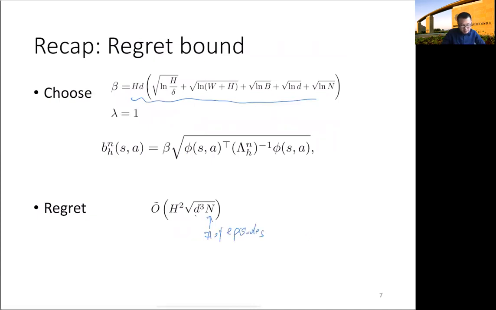This is a dimension of the features. This is a planning horizon of the MDP, and nothing in the regret bound depends on the size of the state space and action spaces. Meaning that they could be large, and they could even be a continuous space.